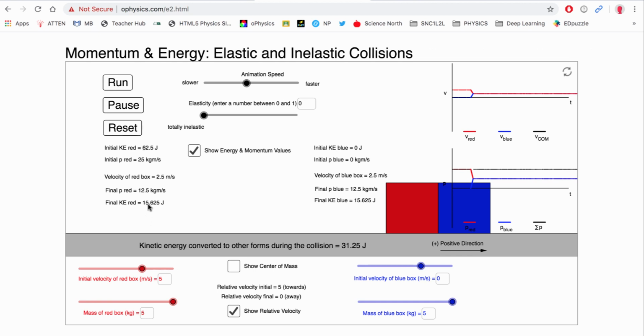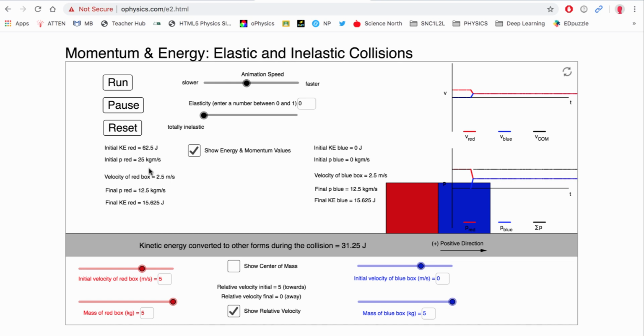The kinetic energy of the red box is only 15.6, and the same with the blue, which if we add them up does not total 62.5, and this little gray area down here is actually showing you that kinetic energy has been converted into other forms. So we have, in quotations, lost 31.25 joules, which more than likely would be due to heat of the boxes or the items when they stick together.